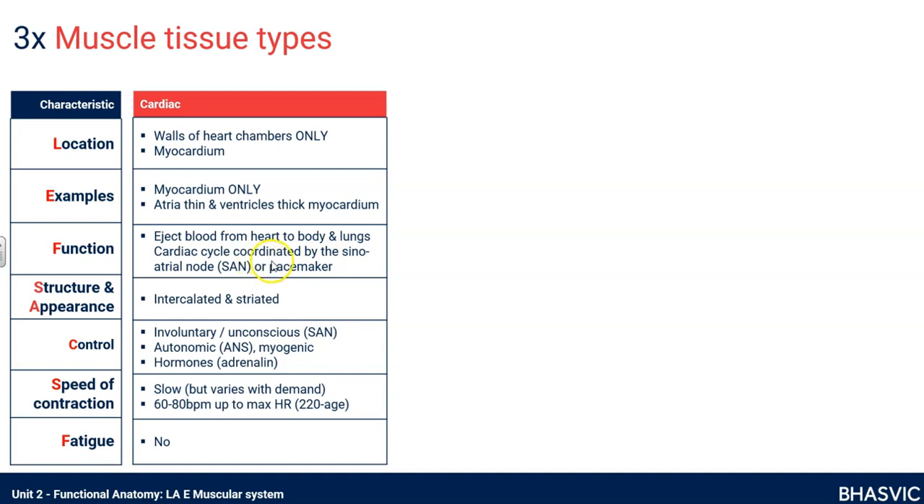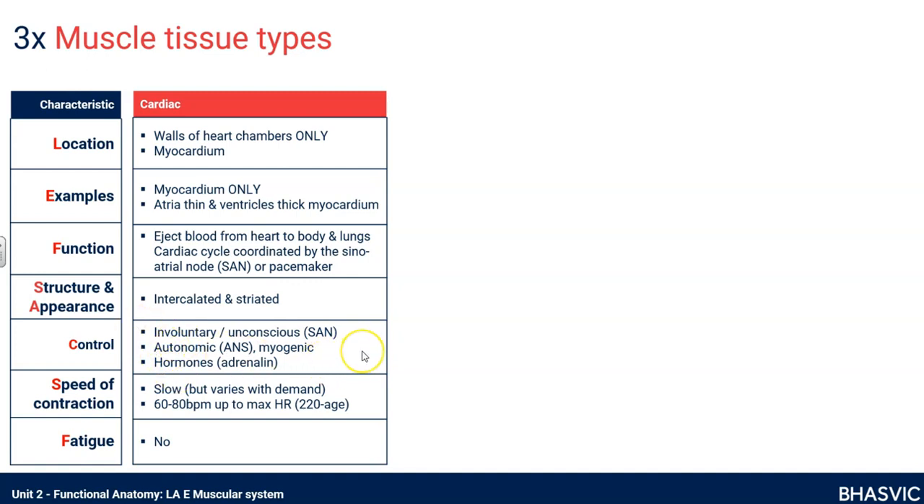And the wave of contraction of all this cardiac muscle tissue is controlled by the heart's pacemaker. There's a proper name for that called the sinoatrial node. We'll learn more about that in the CV system. But just know it sits in the wall of your right atrium, and it coordinates the contraction of the heart chambers and the contraction of the cardiac muscle fibers. We would describe the cardiac tissue as being intercalated, so linked to each other, and striated, stripy, looking under a microscope.